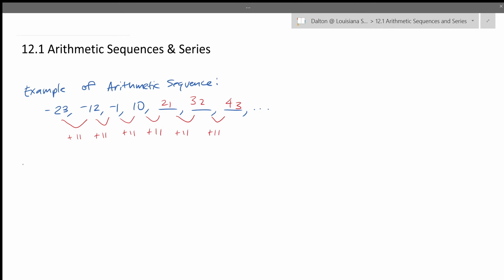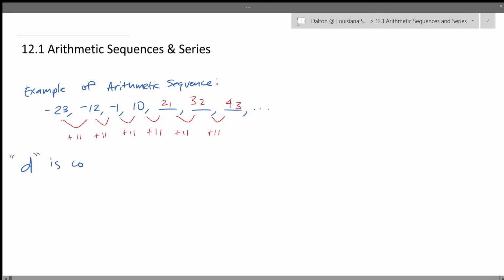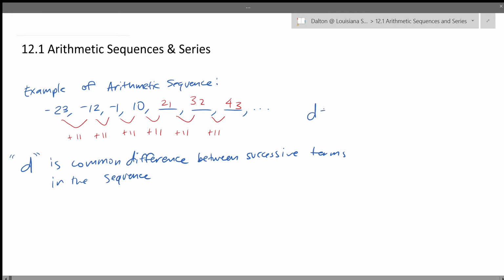So basically, d is what we call the common difference. That's the variable that we use for the common difference between successive terms in the sequence. And so in the last problem, d would equal 11 because the difference in each one of those terms was positive 11. You added 11 each time.